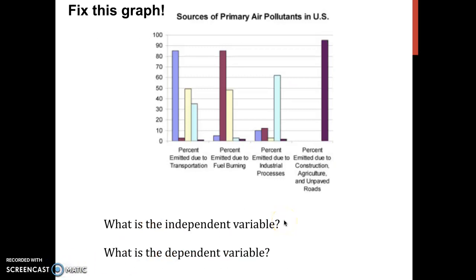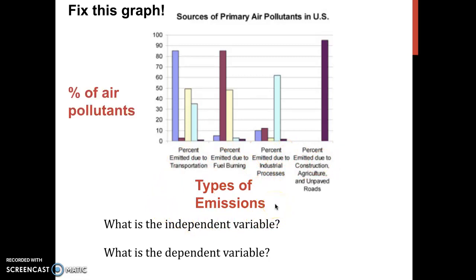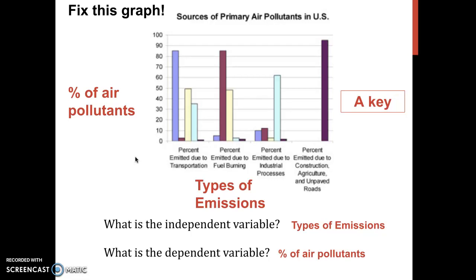Here is an example of a graph that I would say isn't the best graph. Why? Well, some pieces of information are missing. First off, we don't have our axes labeled. And so one of the things that we have to do is label them. If you look at the data down here at the bottom, and maybe you need to pause your screen, it shows the types of emissions. And then over here on the y-axis, it shows the percentage of air pollutants. You need to understand, remember, that the independent variable is found on the x-axis and the dependent variable is found on the y-axis. And then we need a key to help explain what each of these different colors means.